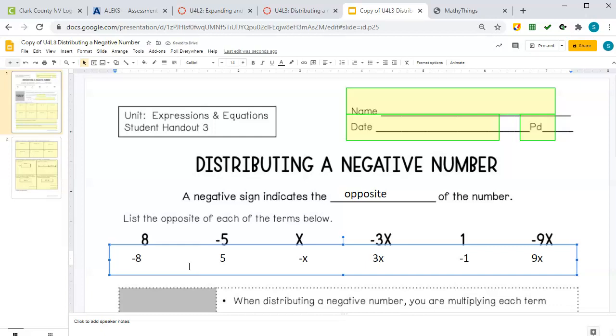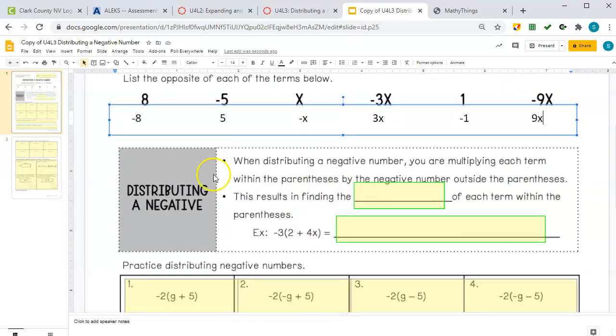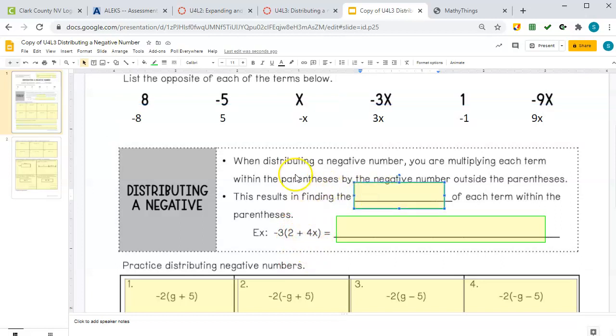Now, anytime we are subtracting, we can think of that as adding a negative. When we're multiplying a positive times a negative, we're going to get a negative. Anytime we see a subtraction, we're going to think of the second term as being a negative term. So when distributing a negative number, you're multiplying each term within the parentheses by the negative number on the outside of the parentheses.